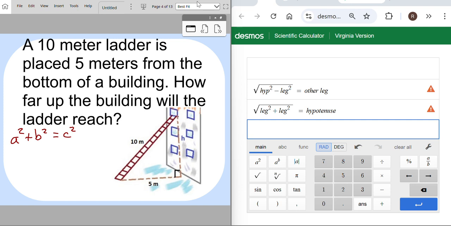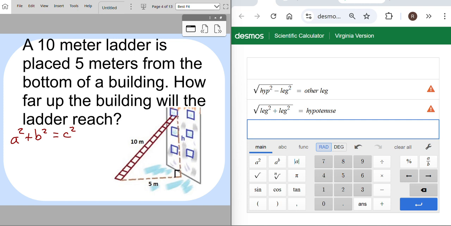This problem says a 10-meter ladder, and if you notice, the ladder is marked as 10. Ladders are always your hypotenuse. It is placed 5 meters from the bottom of the building. So that's here at the bottom. That's one of your legs. How far up the building will the ladder reach?